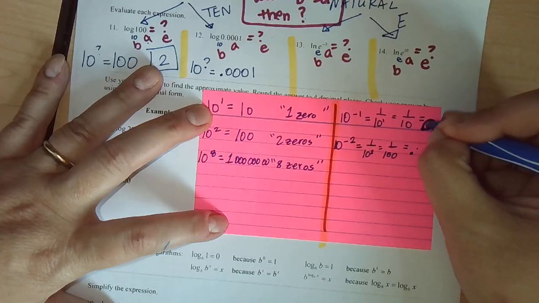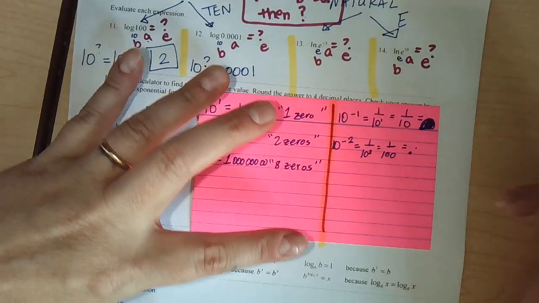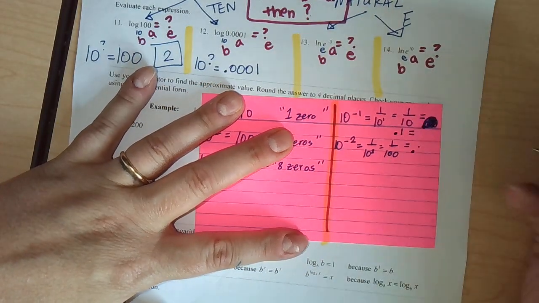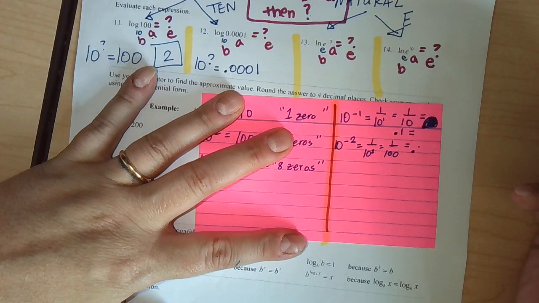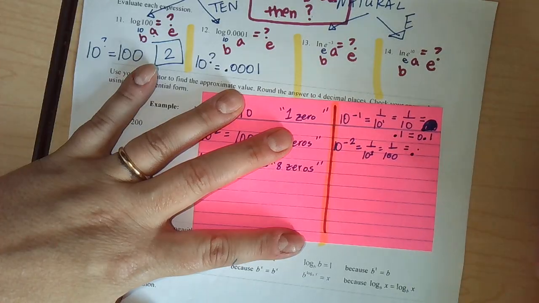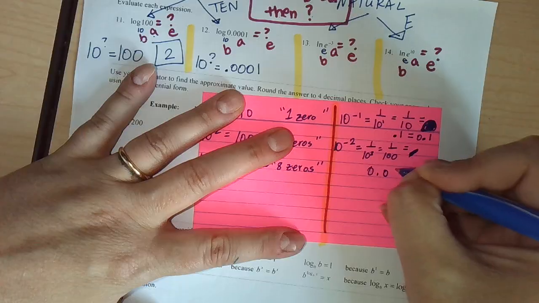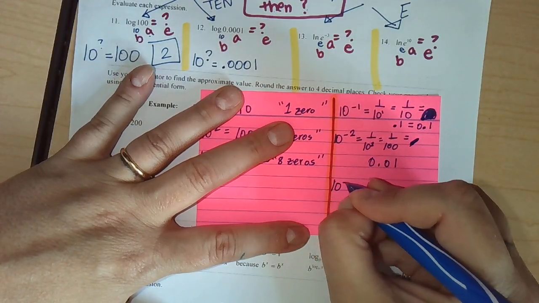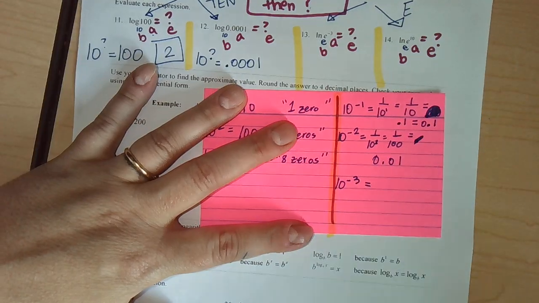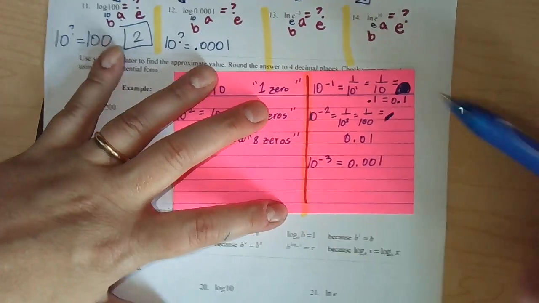Let me rewrite that 0.1 a little different way. Okay, this 10 to the negative 1, I'm going to label it 0.1. Okay, then this 10 to the negative 2, it's 0.01. 10 to the negative 3, 0.001.